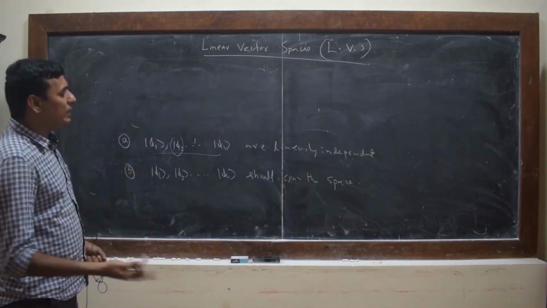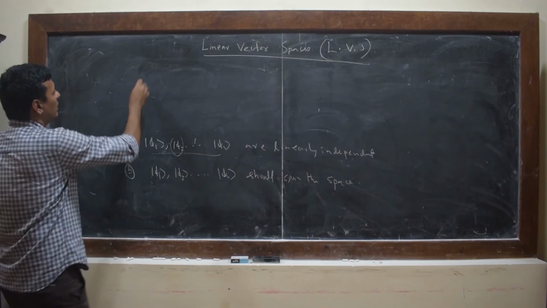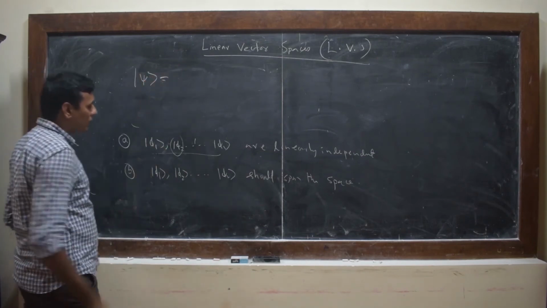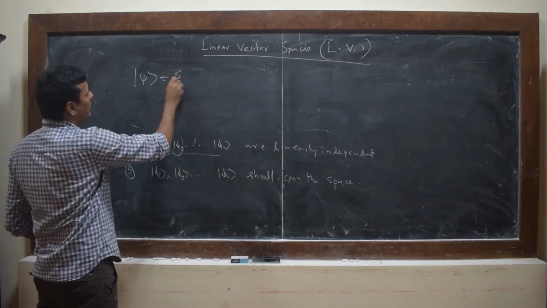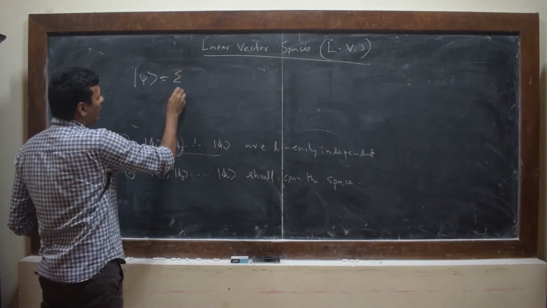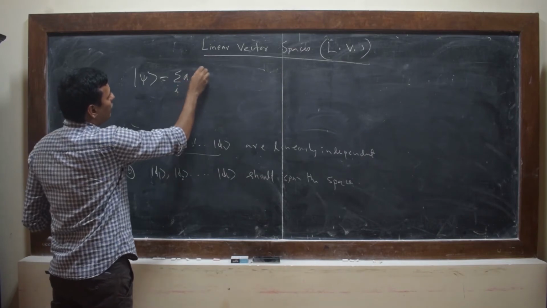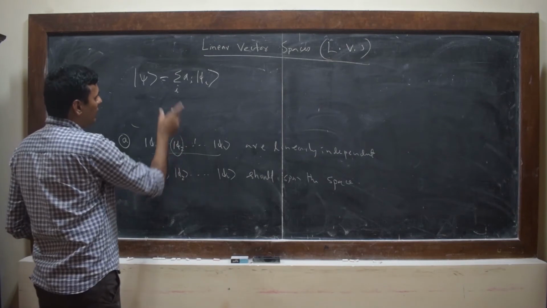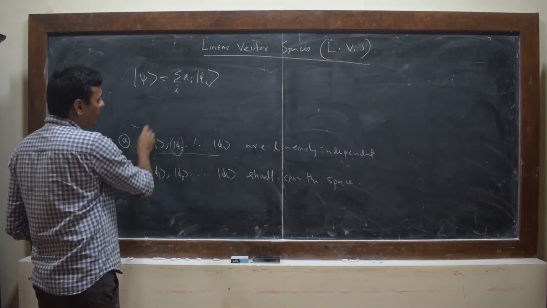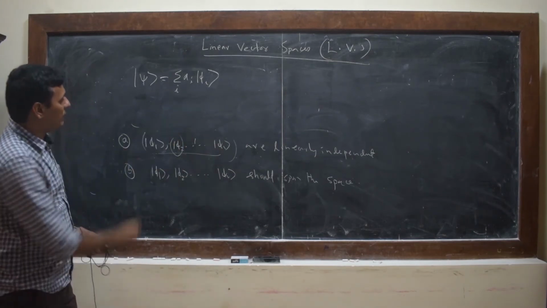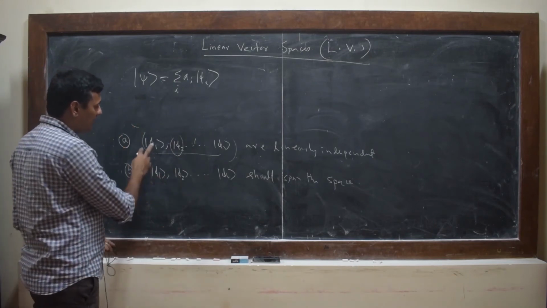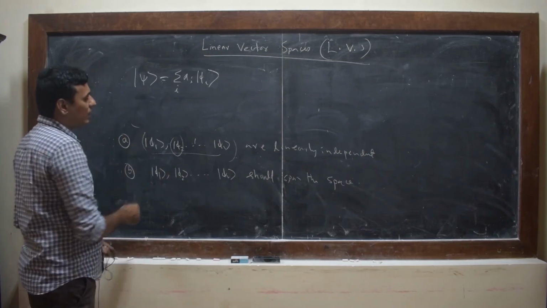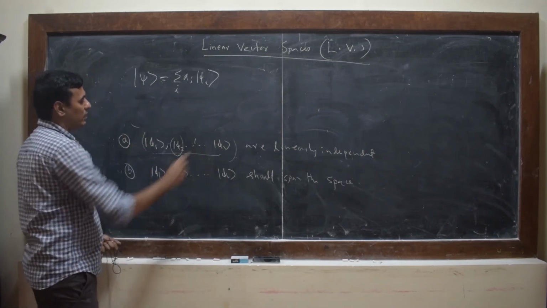Given an arbitrary vector in the vector space V, you should be able to write it in terms of the summation of a i phi i. Then you say that these vectors span the space. Given an arbitrary vector in the vector space, if you can express it with these vectors, then you can say that this set spans the space.